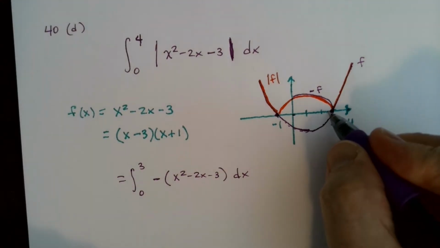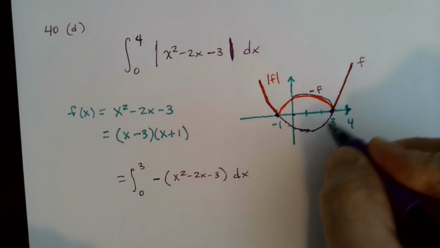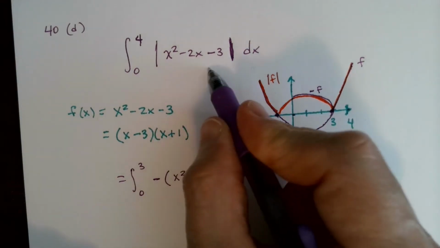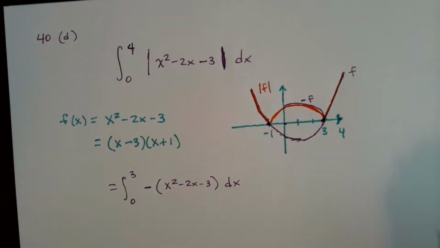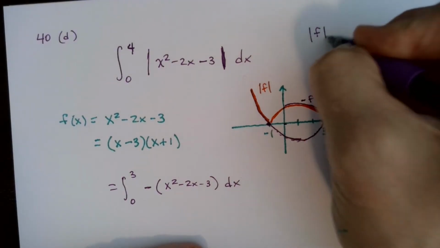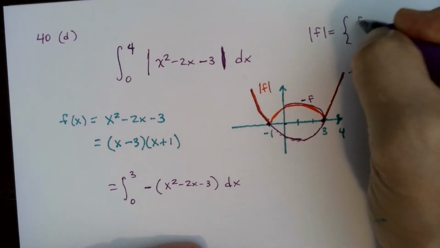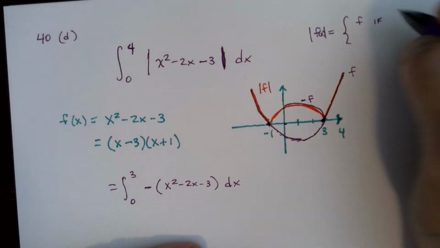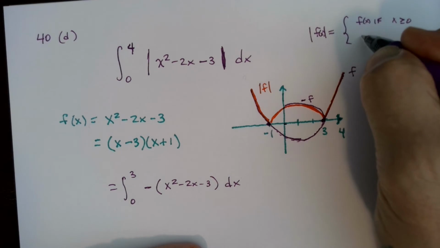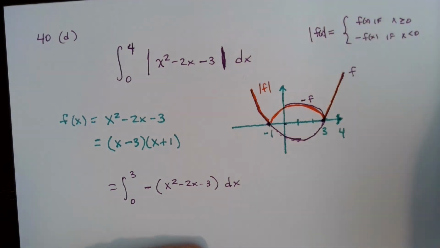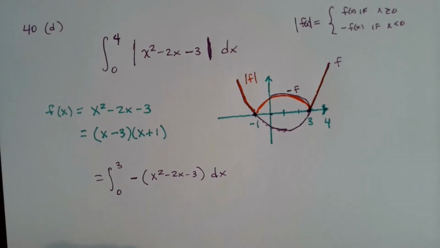Right? From 0 to 3, we have to multiply the function inside by negative 1, because we're taking the absolute value. That's the definition, remember, of absolute value. In other words, if I have the absolute value of f, then that's going to be equal to f of x if x is greater than or equal to 0, and negative f of x if x is less than 0. That's the idea that we're using here.